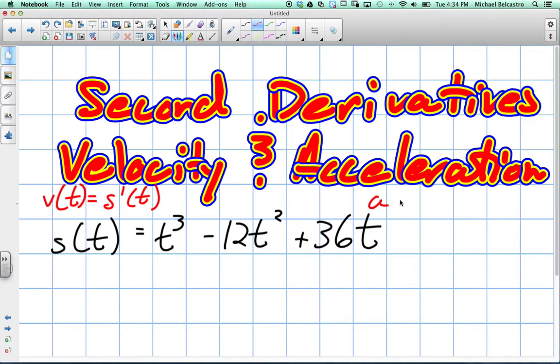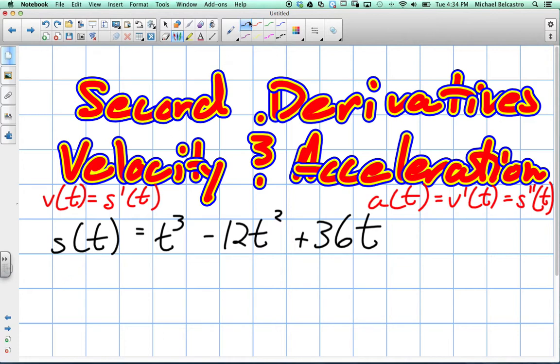Our second one is acceleration. And acceleration, they'll denote by a of t, which would be equal to the derivative of the velocity versus time, or the second derivative of the position, which we call s. Okay. So these are essentially different ways to denote acceleration and velocity and position.